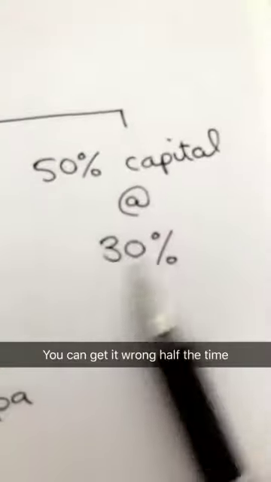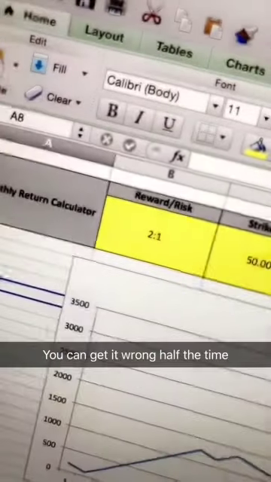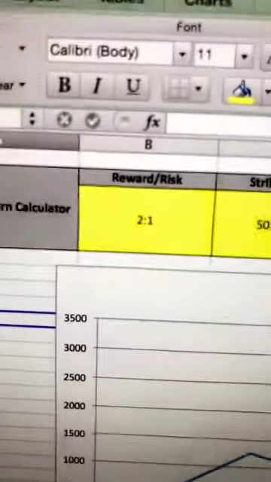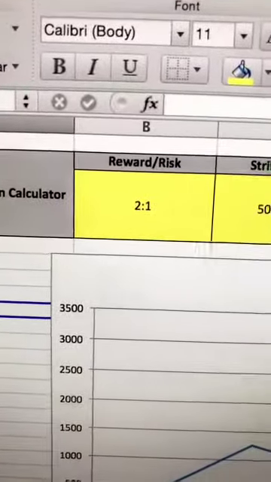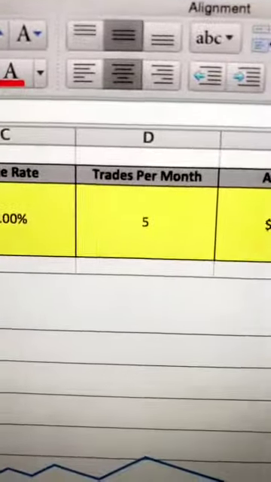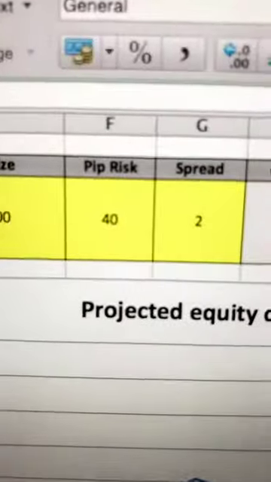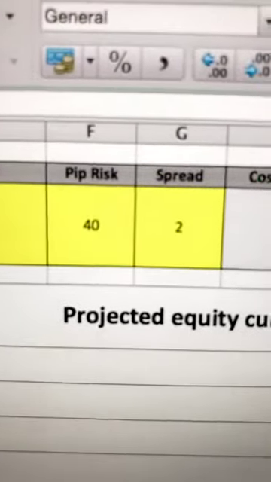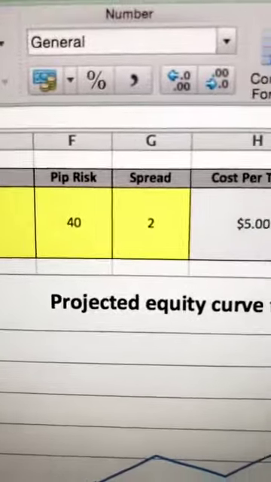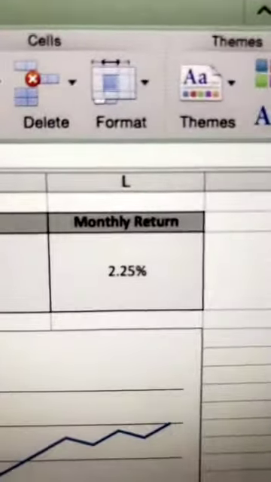Can I show you an algorithm I invented of this as well, 30%? This is what this looks like, by the way, for the speculators out there. That looks like 50% strike rate, which means you're wrong half the time. 50% strike rate, but you need a decent reward risk. This is just 2-1, which means your winners on average are twice as big as your losers on average. Just 5 trades per month, that's it. We're talking about average pip risk of 40 with a 2 spread, which is a little bit more now that we've moved away from FXCM, but the ballpark, that's 2.25% per month.